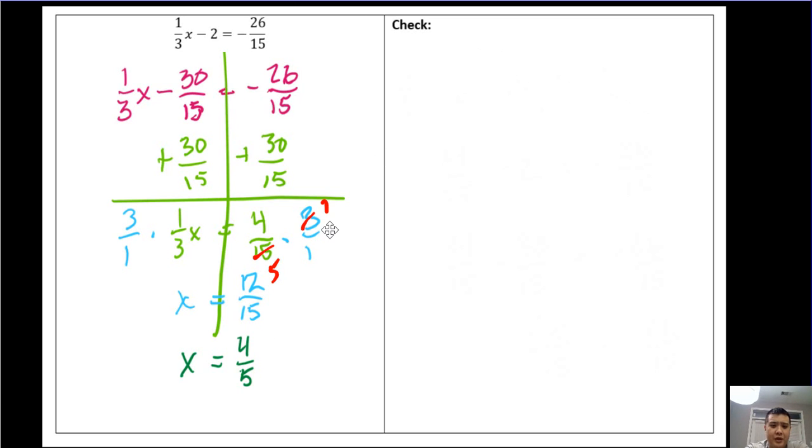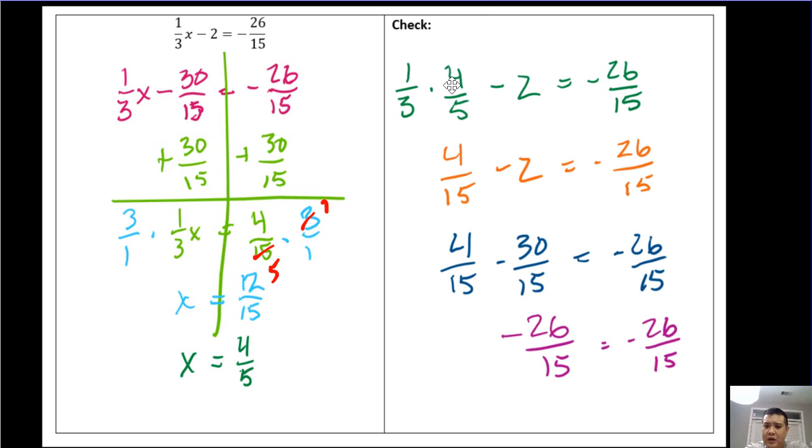Here, we're going to plug this in for x to see if we get this negative 26 on both sides. So 1/3 times 4/5 minus 2. 1/3 times 4/5 equals 4/15, because 1 times 4 is 4, 3 times 5 is 15. Minus 2, which we're going to change to 30 over 15 so that we can get common denominators for subtraction. 4 minus 30 is negative 26. So negative 26/15 equals negative 26/15.